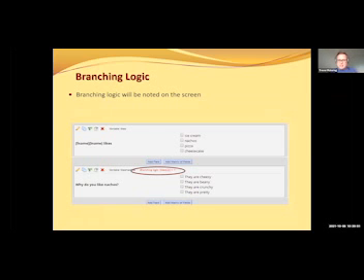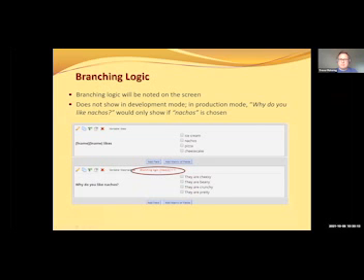You will see the branching logic on the screen in the red right here. That'll tell you that this variable has branching logic, so there are only certain conditions under which the variable will be shown to the data collector or the participant.